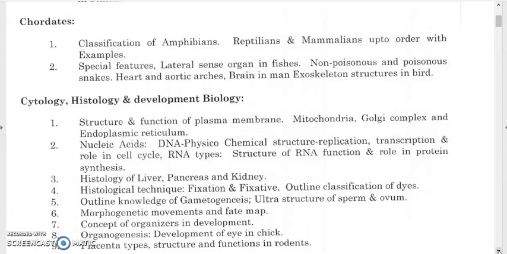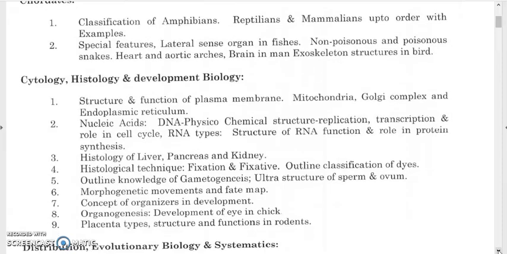Now the next part contains histology of liver, pancreas, and kidney. You have to study the histological differences between liver, pancreas, and kidney. If you are given a biopsy of liver tissue, you should be able to identify the liver tissue and the pancreatic tissue, what the features of liver tissue are, what the features of pancreatic tissue are, and differentiate between these three tissues, like the histological features of liver, pancreas, and kidney.